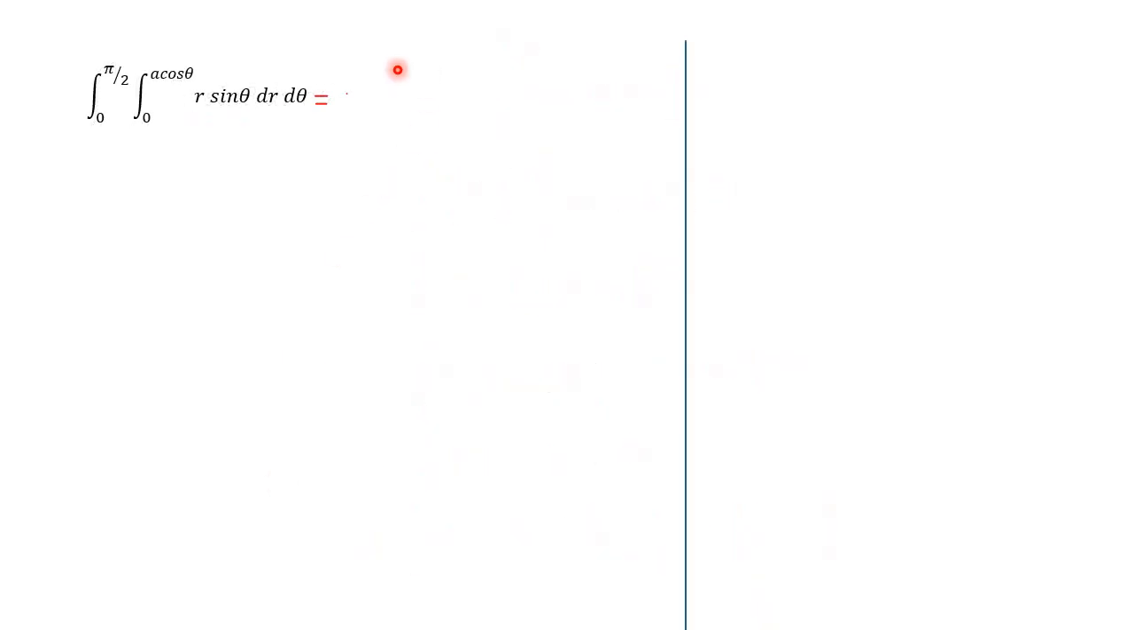Now we solve this integration: 0 to pi by 2, 0 to a cos theta, r sin theta dr d theta. The limit in terms of a cos theta has no angle of its own, so we solve this integration first with respect to r, and after that the integration with respect to theta. First we solve the integration with respect to r and then with respect to theta.